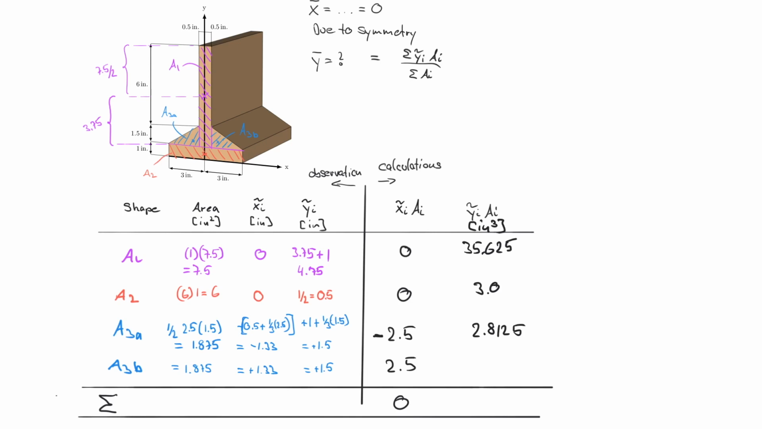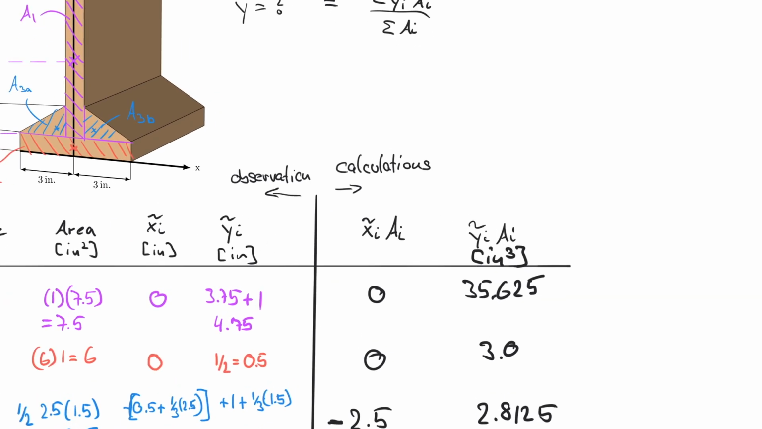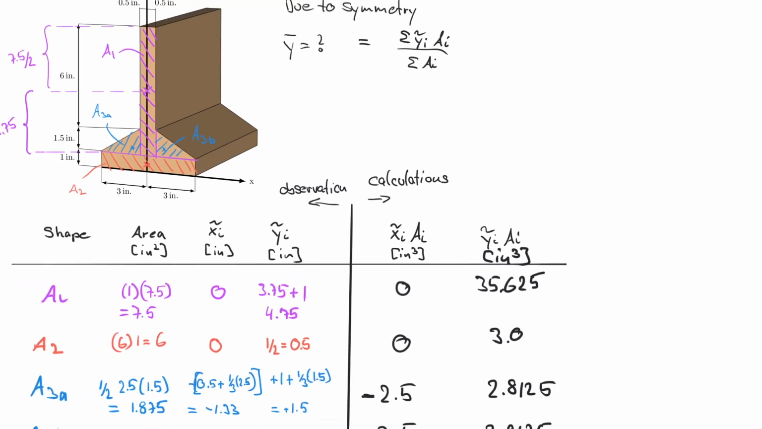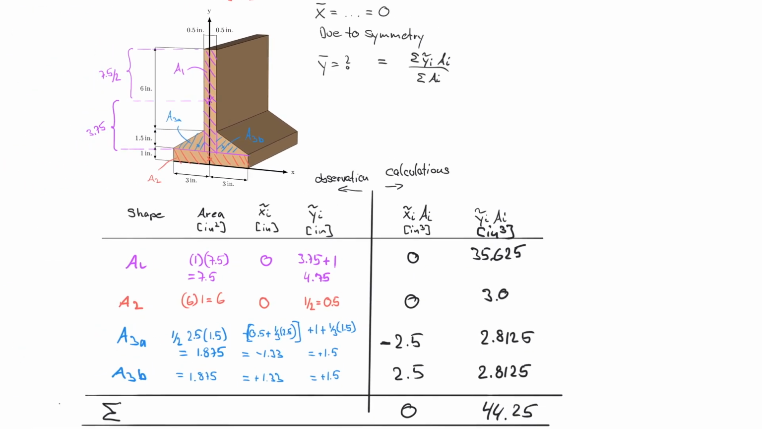2.8125, if you will, and then 2.8125. And when I sum all that up, I end up with 44.25. And again, this is an inch square cubed. And by the way, just to be clear, this here also would be an inch cubed, right? Don't want to keep any information away from you.